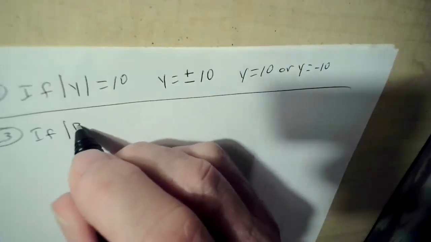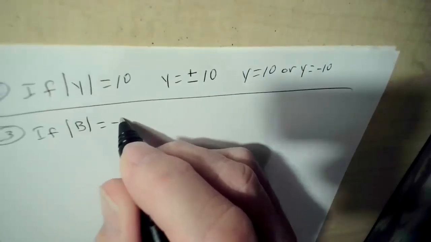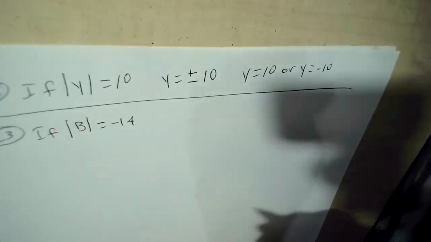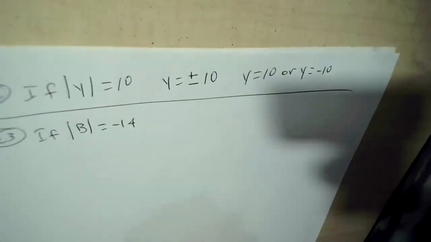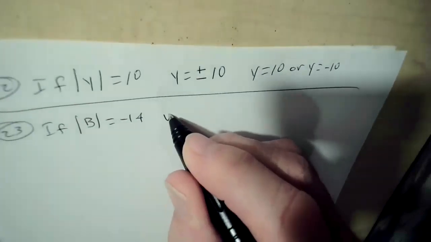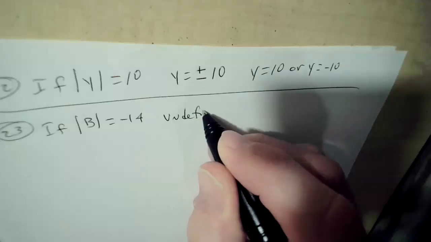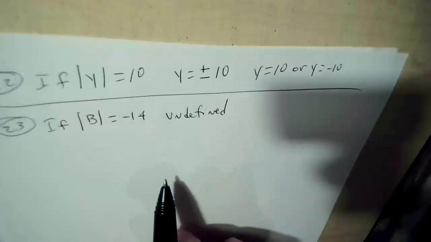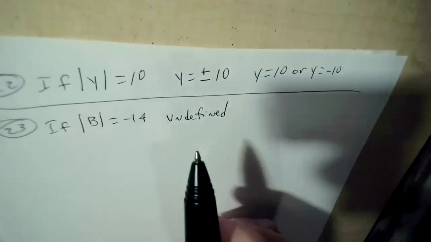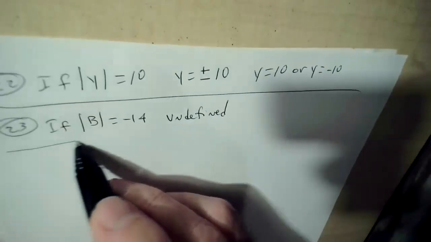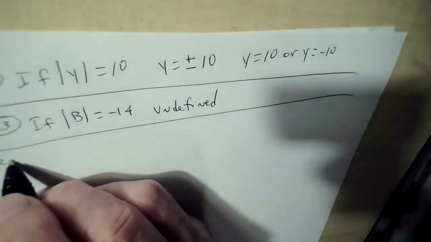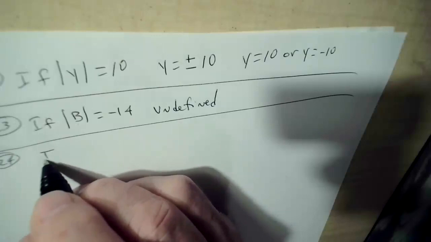23. I'm going to give you the answer to this one too. If the absolute value of b is negative 14, what's our answer here? Undefined. In other words, you cannot find the answer to this because absolute value is always positive, cannot be negative. 24.